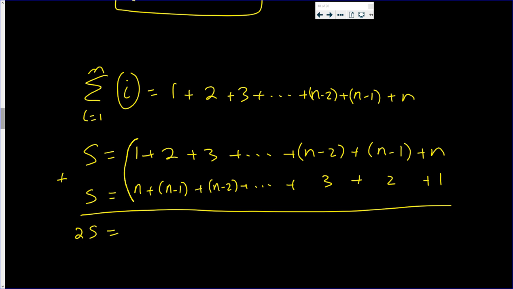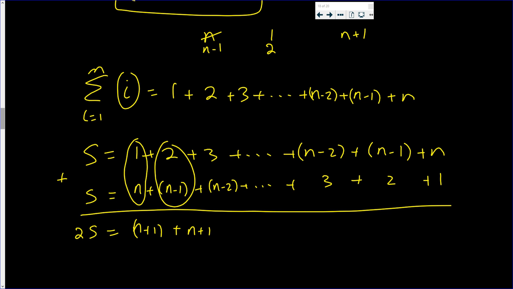Now, if I add those 2 first, I'll get n plus 1. Plus, if I add these 2 next, I also get n plus 1. Think about it. You have n marbles in your left hand and 1 marble in your right hand. So you have a total of n plus 1. Well, if you take 1 from your left hand and you put it into your right hand, you're still going to have n plus 1.